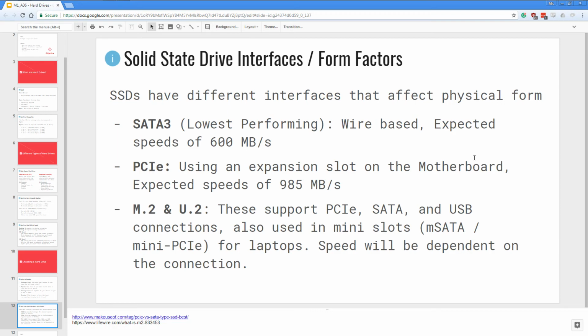And then we have the M.2 and the U.2, which are supported by everything. It can be PCIe slots, SATA slots, and USB connections. They also use mini slots, like micro SATA or mini PCI expansion slots for laptops. Speeds will really be dependent on the connection. And in the future, M.2 and U.2 interfaces will probably be more common.